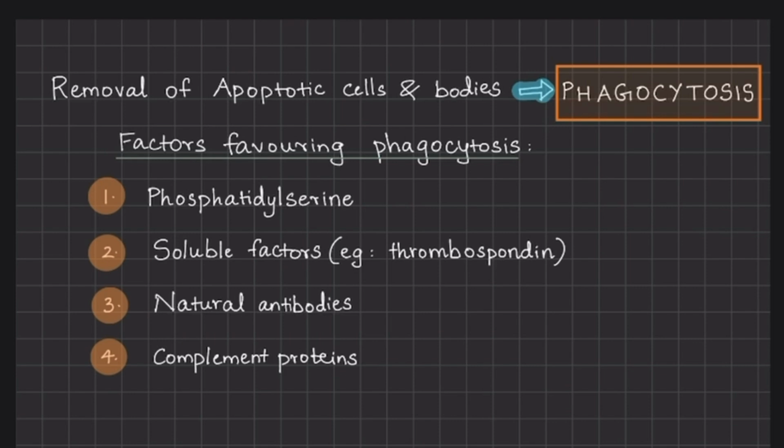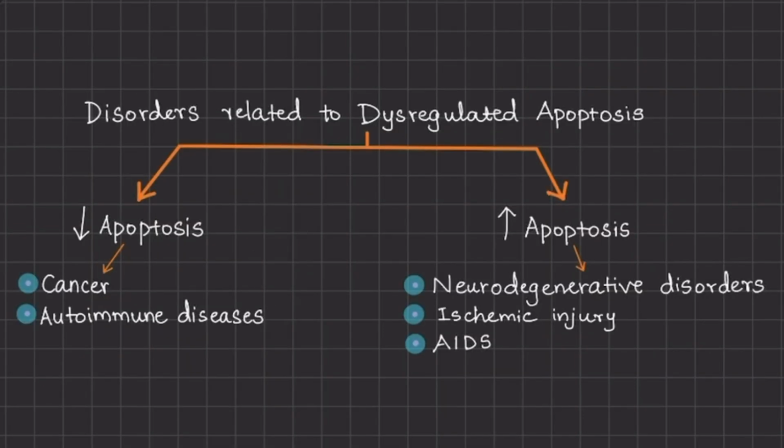The factors favoring phagocytosis are phosphatidylserine, soluble factors like thrombospondin, which are produced by the apoptotic cells, natural antibodies, and complement proteins. Disorders related to dysregulated apoptosis. Disorders in which apoptosis is reduced include certain cancers and autoimmune diseases. Disorders in which apoptosis is increased include neurodegenerative disorders, for example, Alzheimer's disease, ischemic injury as seen in MI and stroke, and in viral infections, mainly in AIDS.